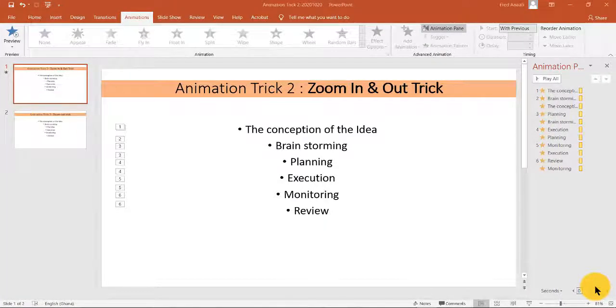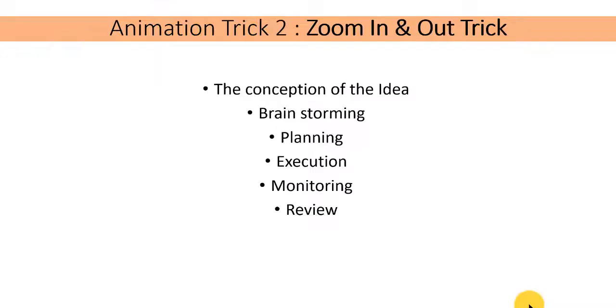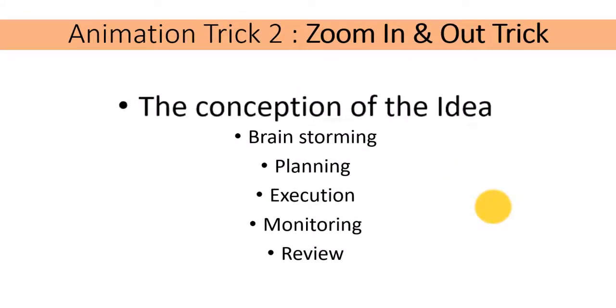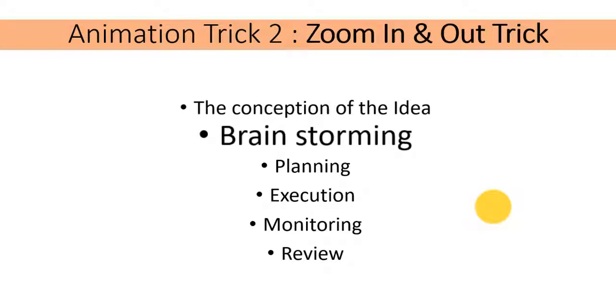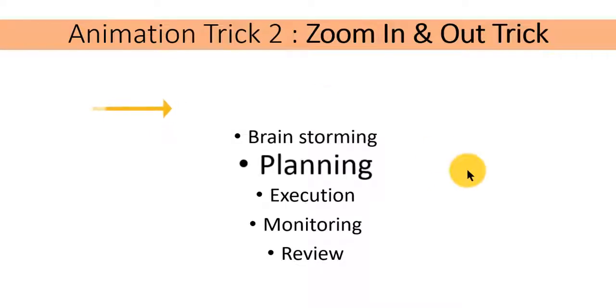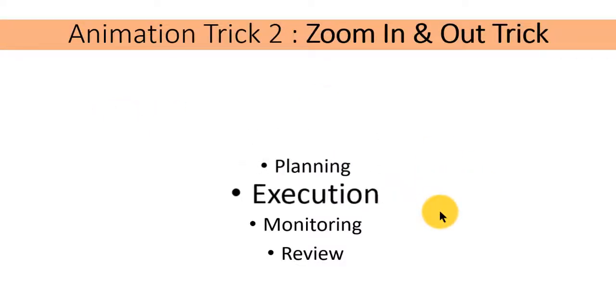Today we are looking at the animation trick 2 as I promised you, which I call the zoom in and out trick. And this is how it works. When you move on to the slideshow, assuming you want your audience to focus on the conception of idea, when you click, the conception of idea really zooms in. When you click it again, it zooms out, and now the brainstorming really zooms in that order. And now you see that the first point really goes off, and you have the third, planning, zooming in, and that's how it works. And this one will keep your audience really focusing on what you are really discussing.